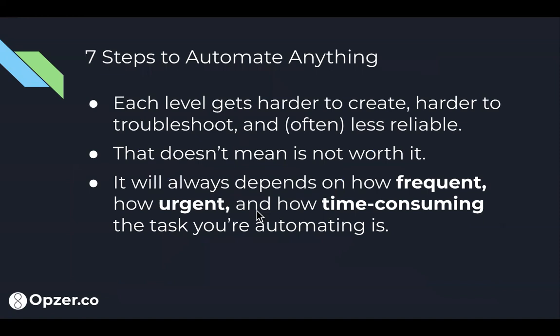So it doesn't mean it's not worth it to explore those harder options, but it will always depend on how frequent, how urgent, and how time consuming the task you're automating is. If you have something you only do once a month and it can wait for a week for it to happen and doesn't affect any other process and it takes you 1 minute, then absolutely don't. It's probably better kept manual, and you wouldn't want to go deeper into all of these steps.